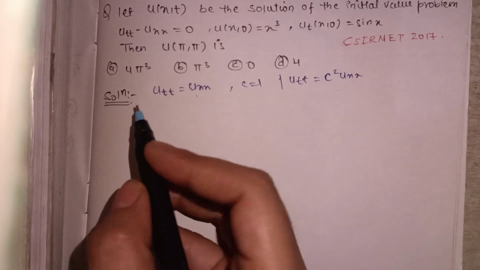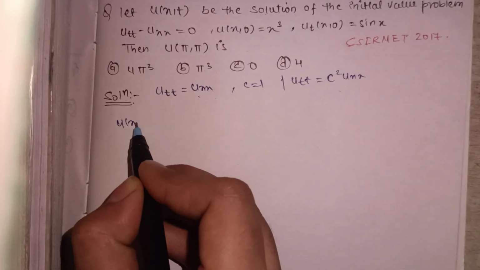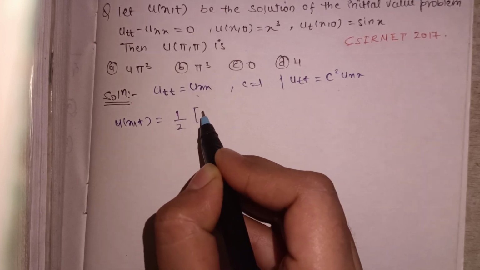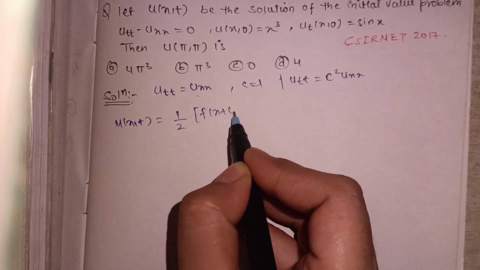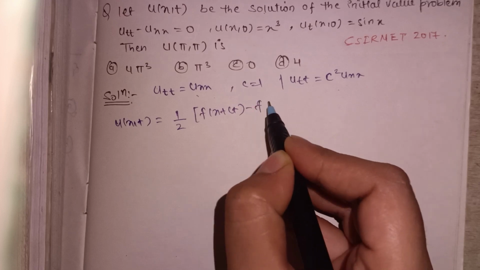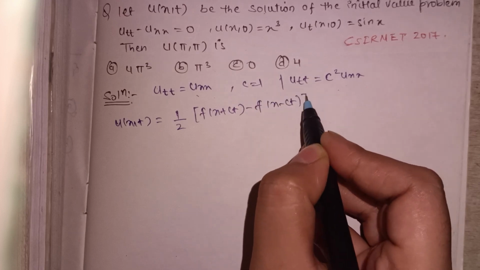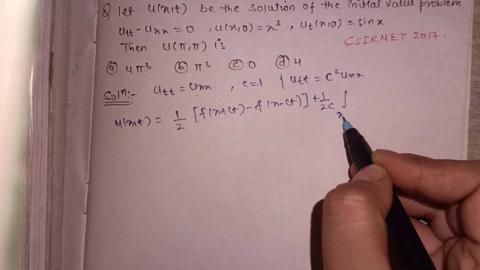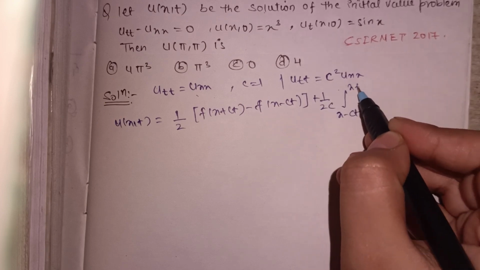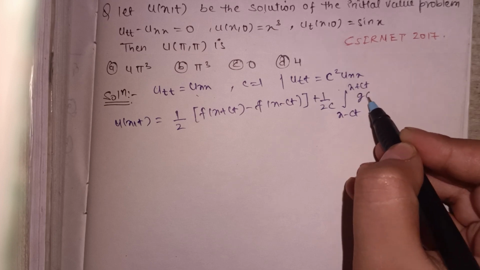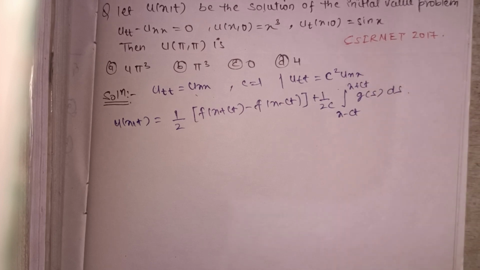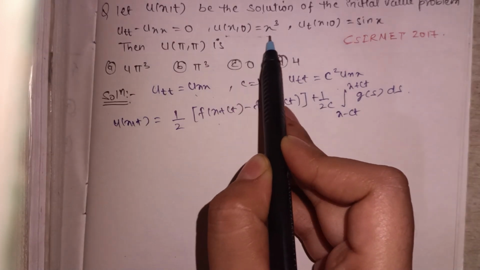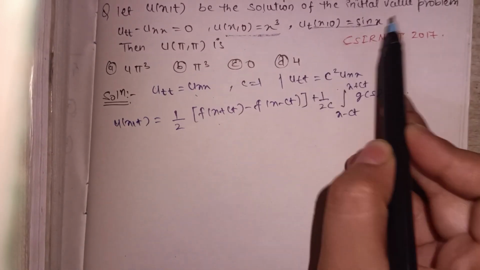So what is the D'Alembert solution? u(x,t) is equals to 1 upon 2 times f(x plus ct) plus f(x minus ct), plus 1 upon 2c integral from x minus ct to x plus ct of g(s) ds. So what is f, what is g here? u(x,0) is f here and this is g here.